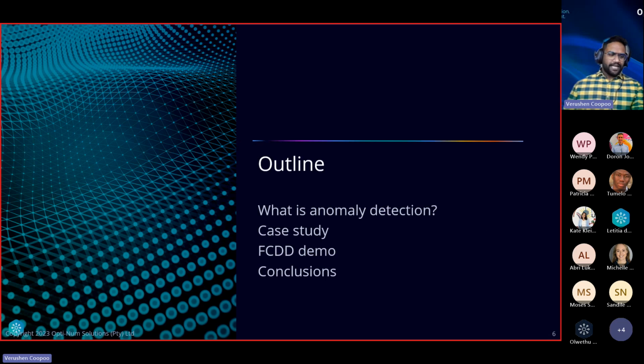Without further ado, let's jump in to what we'll actually be covering today. I'm going to give you some context and tell you a bit about what anomaly detection is. We're going to go into a case study of some anomaly detection work that my colleagues and I have done. And we're going to do a demo on something called FCDD, and that will be done in MATLAB. Some more information and light will be shed on that in due course. Then we'll wrap things up.